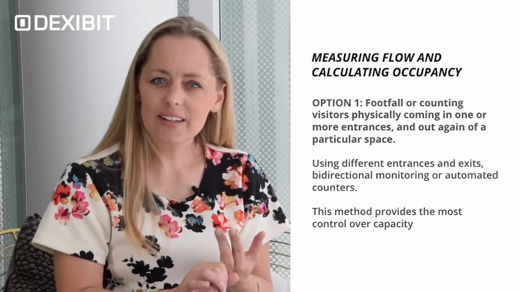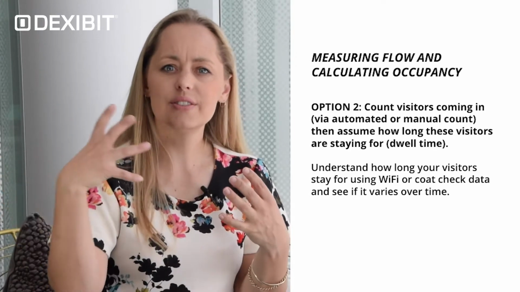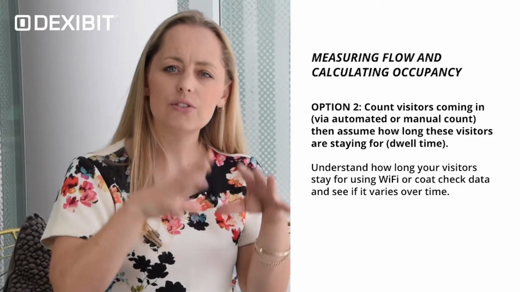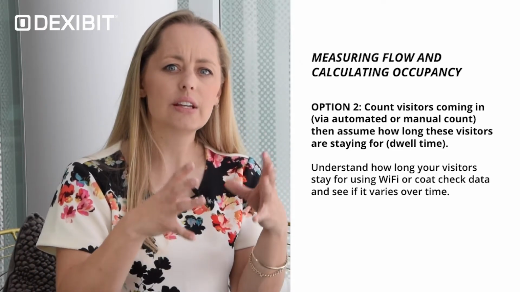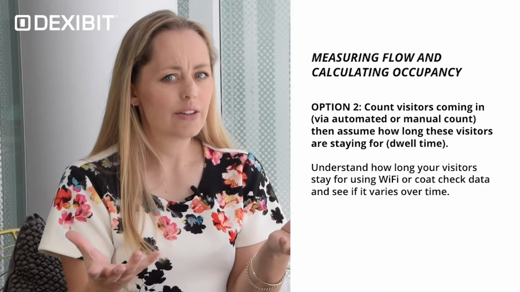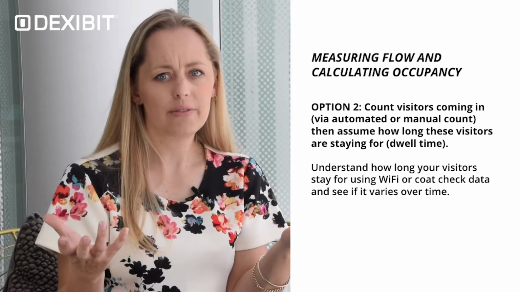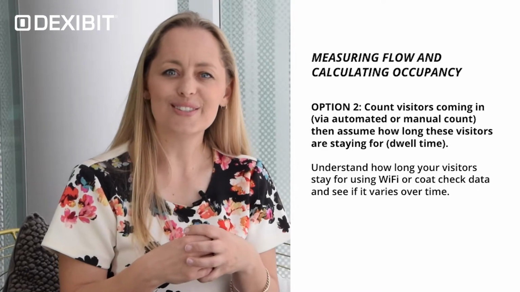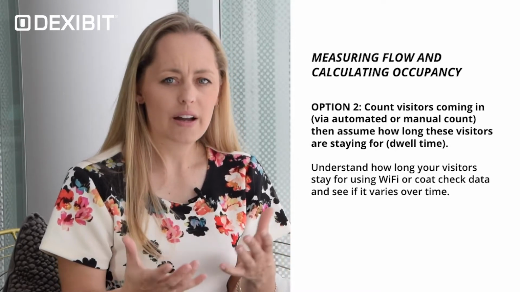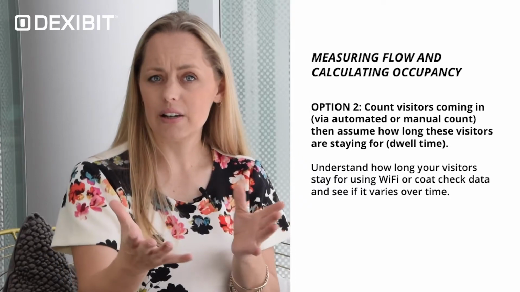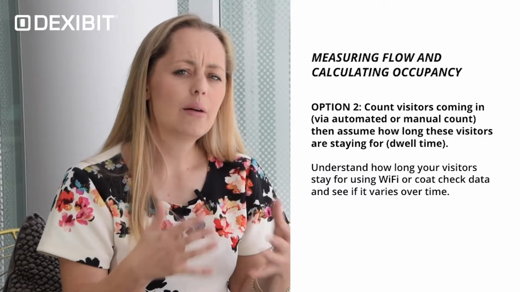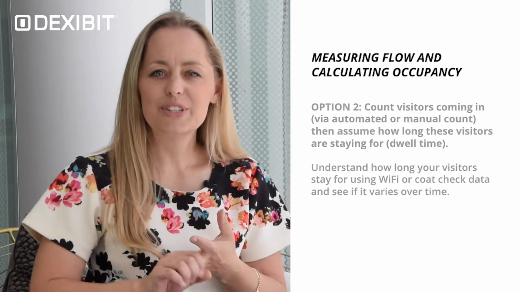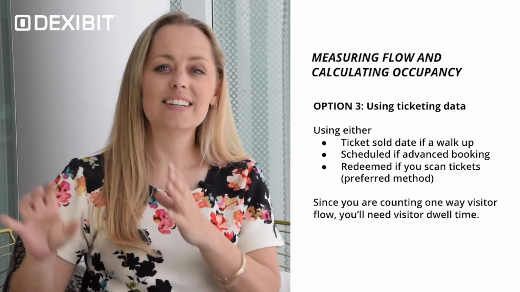As another option, the second method is that you can simply count visitors coming in, again either with those automated or manual counts, but then assume a dwell time of how long those visitors are staying for. This is a less accurate method, though it's still good enough in many respects, but it does mean you'll also need a way of finding out how long those visitors do stay for, such as via Wi-Fi, location analytics, or maybe something like your coach check data, and being able to determine if this varies over time or say by day of the week.